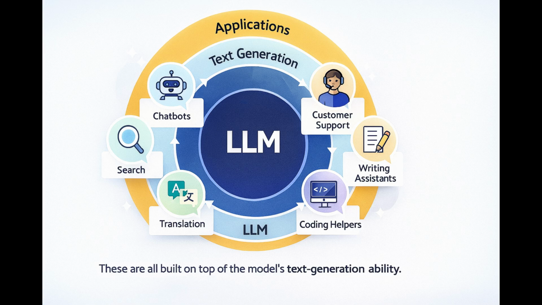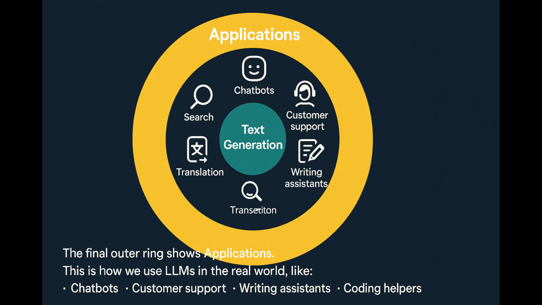The final outer ring shows applications. This is how we use LLMs in the real world, like chatbots, customer support, writing assistants, coding helpers, translation, search, etc. They are all built on top of the model's text generation ability.